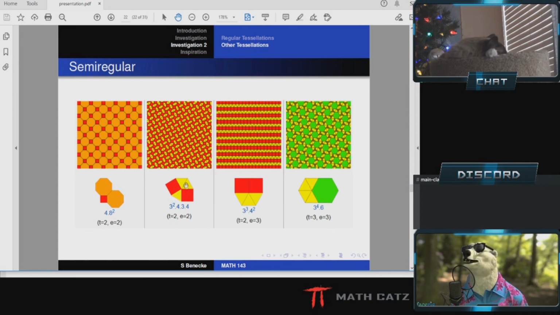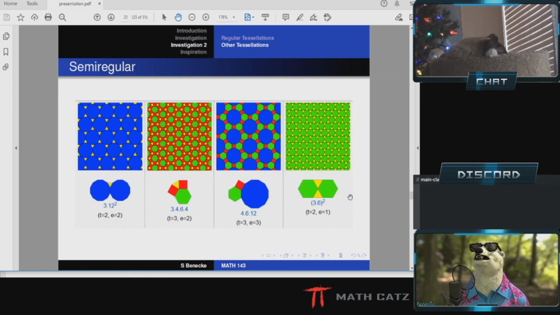I can use a square and 3 triangles in a slightly different way. Squeeze in a triangle in between the 2 squares. The vertex figure name changes. Even though I'm using 2 squares and 3 triangles in both of these, the vertex figure name and the figure itself is not the same. Different tessellation. I can use a hexagon and 4 triangles. And then let me just finish. Let's not look at the blue ones yet. I can use a hexagon, 2 squares, and a triangle in this way.